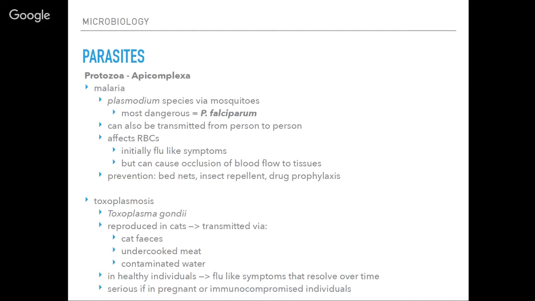Important thing for next year or even for HKS: how do poor people prevent themselves from getting malaria? Bed nets and insect repellent. How do rich people? We use drug prophylaxis, which is basically taking a drug to prevent malaria from infecting you. The bottom one is the gross one.